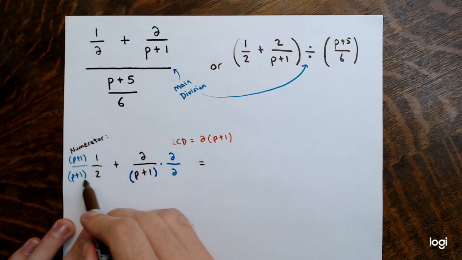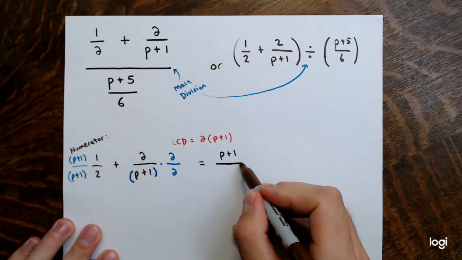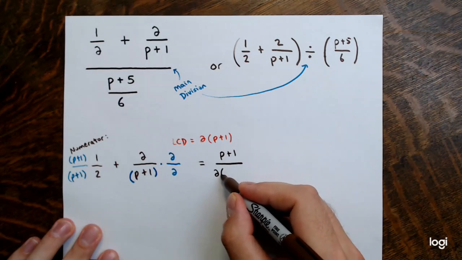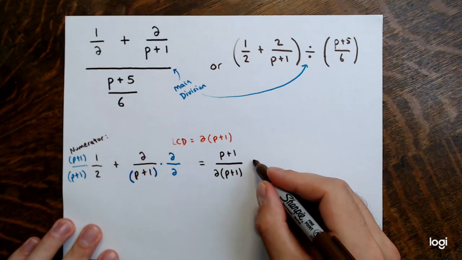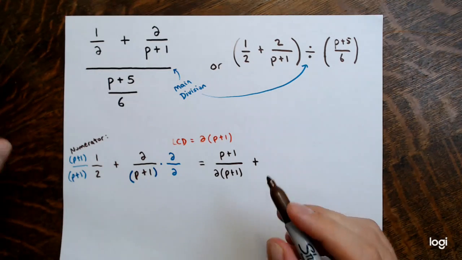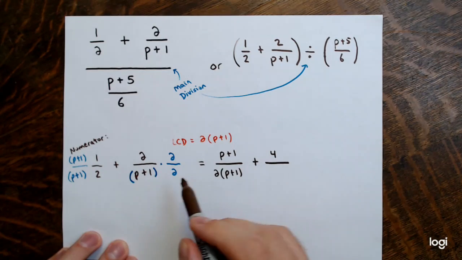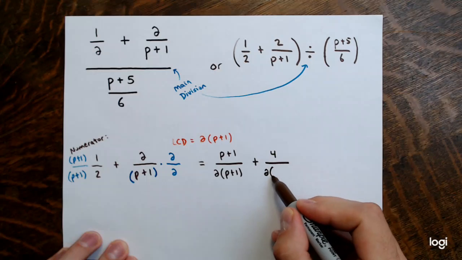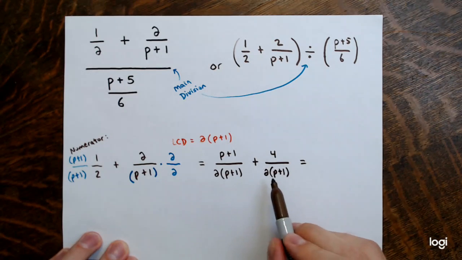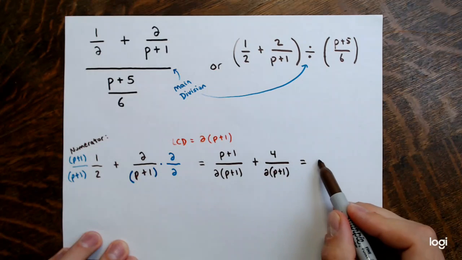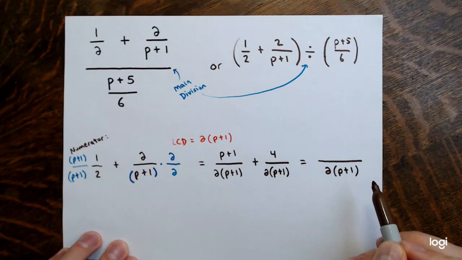So now I have the first fraction, 1 times p plus 1 would just be p plus 1 for the numerator. And my denominator I like to keep factored, 2 times p plus 1. Okay. And then plus the next fraction, my numerator 2 times 2 is 4, divided by, again, the denominator is that LCD, 2 times p plus 1. And now they have the same denominator, so that'll be the denominator of the sum, 2 times the quantity p plus 1.